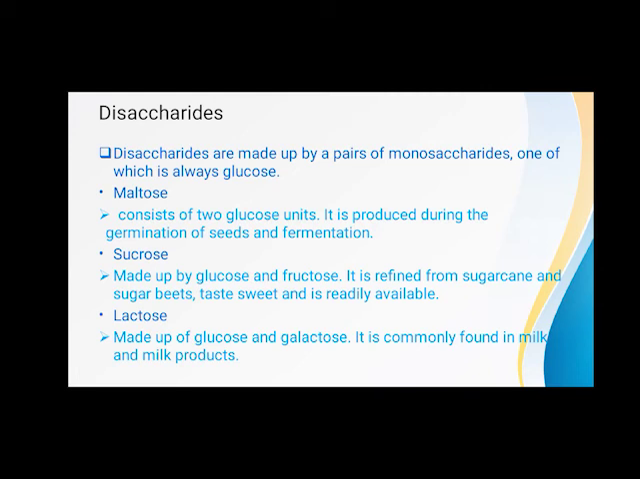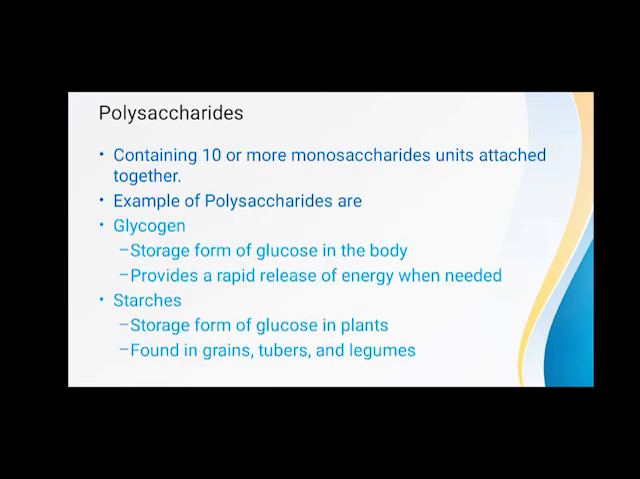Glycogen is the storage form of glucose in the body. It provides a rapid release of energy when needed. Starch is a storage form of glucose in plants, found in grains, tubers, and legumes.